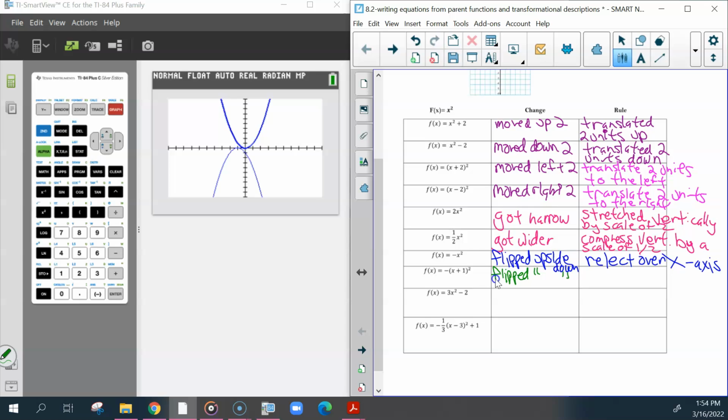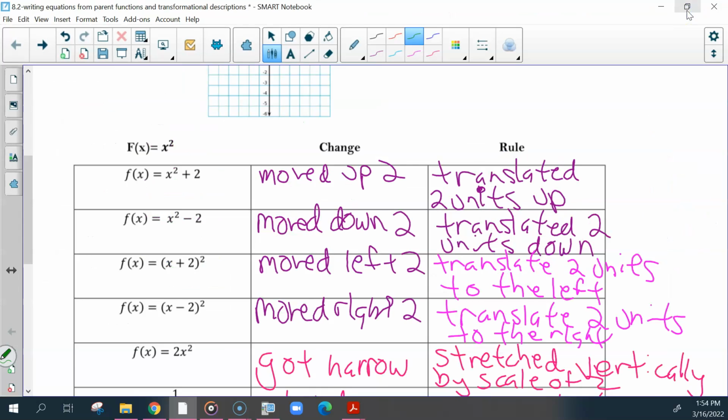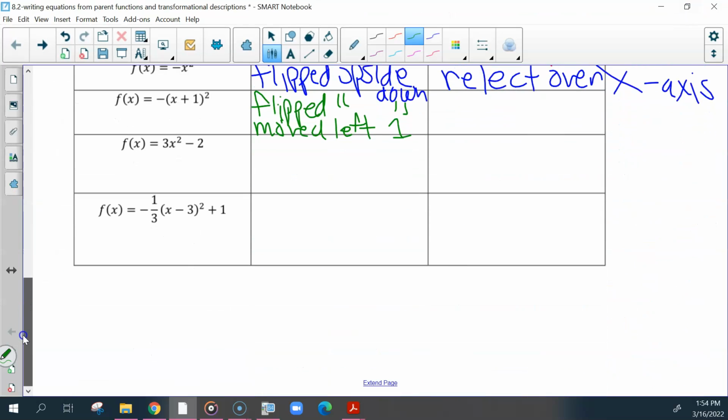I'm putting quotations, and so you take both of those rules and put them into words. So that would mean it reflected over the x-axis and it translated one unit.